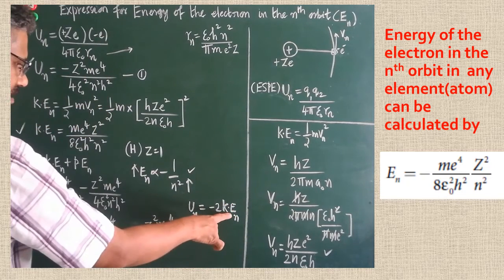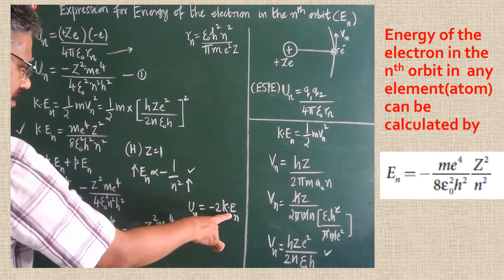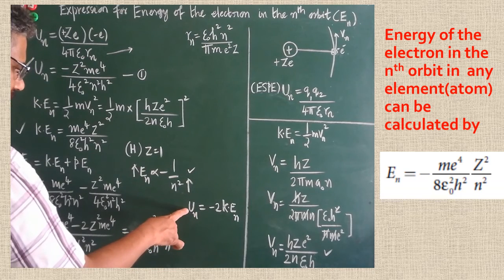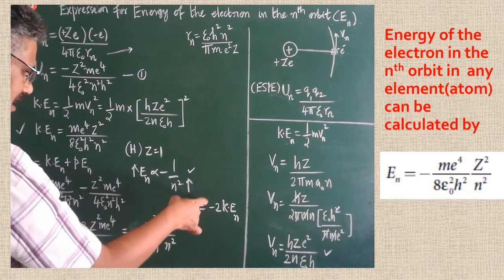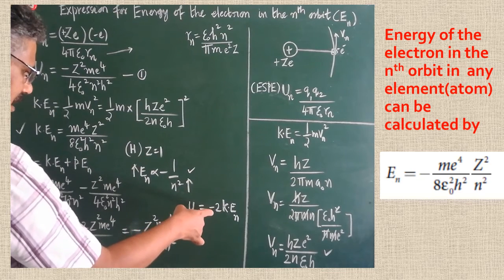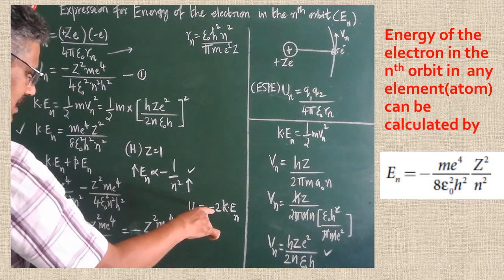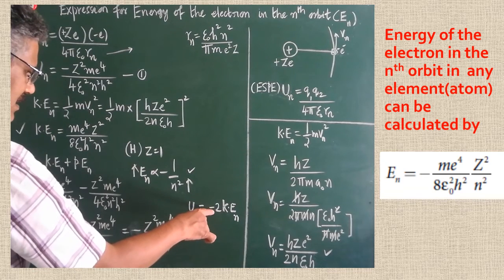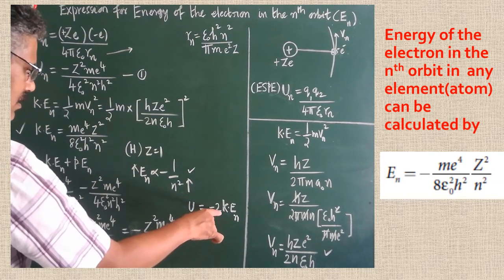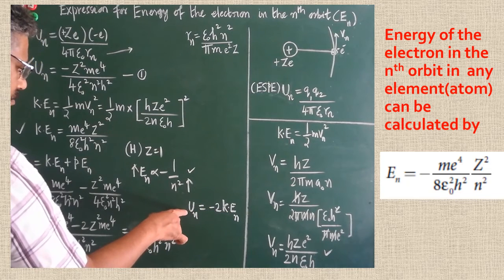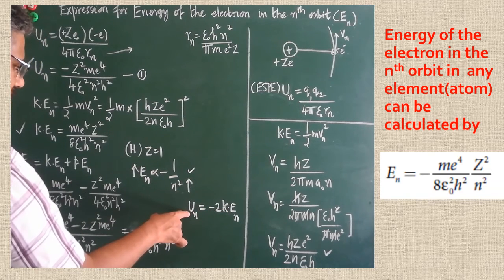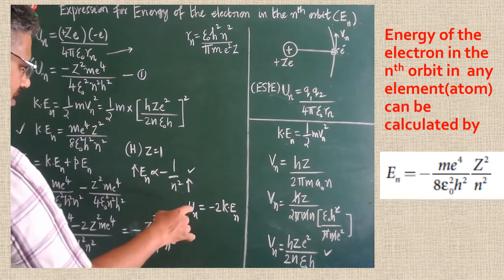Sometimes the kinetic energy value will be given. Clear? To calculate the potential energy of the electron, what you have to do? From this expression, these kinds of equations can be easily derived. That is, the negative symbol, minus sign is there. Are you clear? 2 times the kinetic energy with a negative sign gives you the potential energy of the electron and nucleus system.